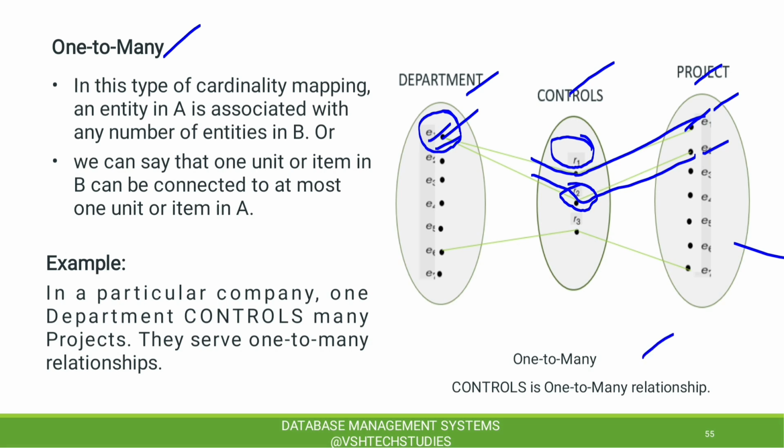In this type of cardinality mapping, an entity in A, so that is A is department here, is associated with any number of entities in B. So project is B here. So one entity in A is associated with two projects in B as far as the controls relationship is concerned here. Okay.